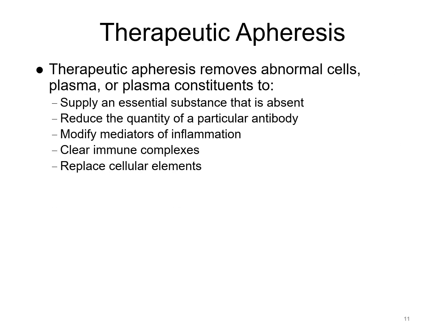There's also something that can be done that's called therapeutic apheresis. And so with therapeutic apheresis, it will actually remove abnormal cells, plasma, or plasma constituents. And this is in order to supply an essential substance that is absent within that patient, or to reduce the quantity of a particular antibody, modify some of the mediators that are causing any sort of inflammation, to clear any sort of immune complexes, or to replace some sort of cellular element.